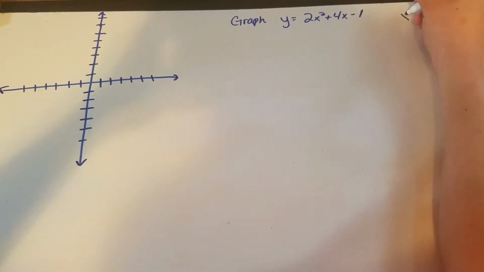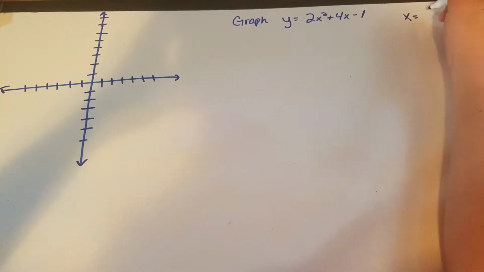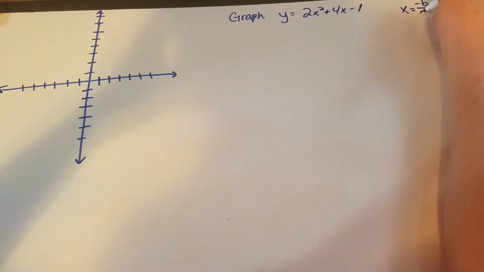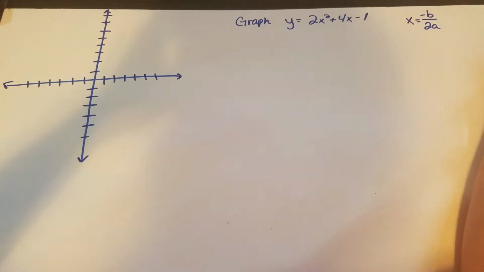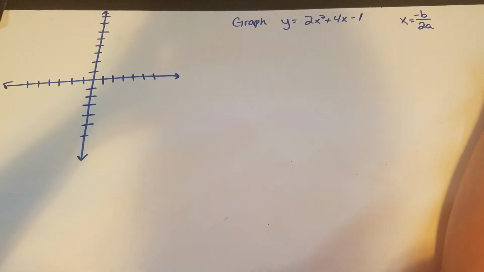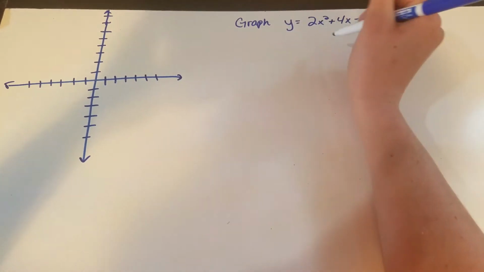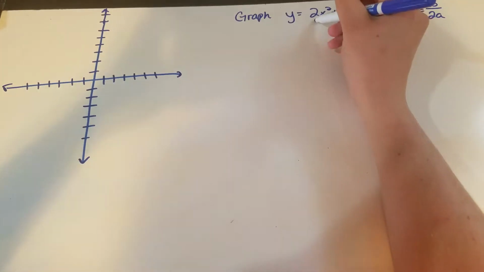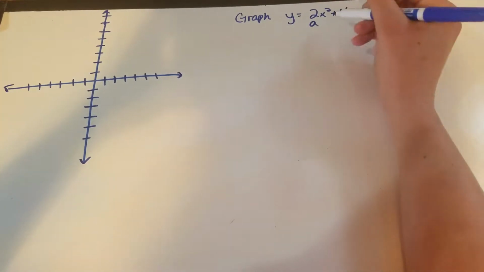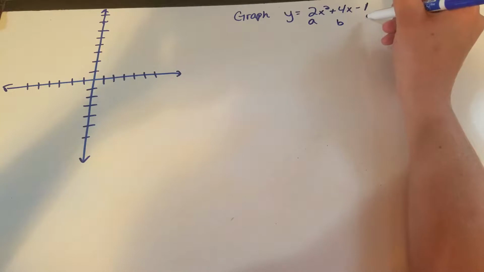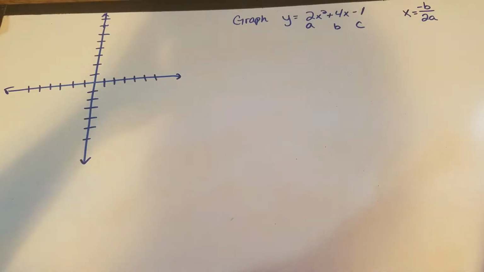Our axis of symmetry, which can be found x equals negative b over 2a. The axis of symmetry is where the vertex is going to lie. So that's going to be our first step. So remember, in standard form, your a is always in front of your x squared, your b is in front of your x, and your c is all the way at the end.